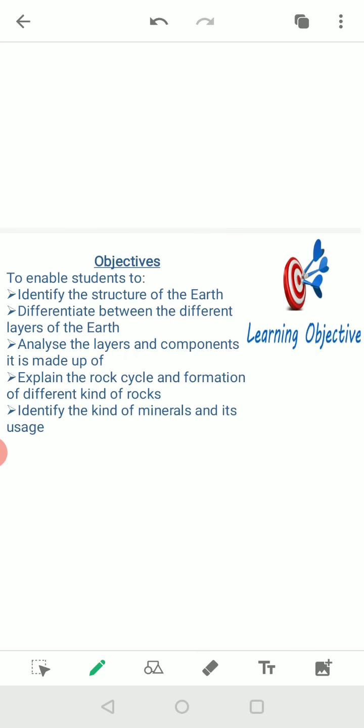Now, what are the objectives of this particular chapter? That is, to identify the structure of the earth, differentiate between the different layers of the earth, analyze the layers and components it is made up of, explain the rock cycle and formation of different kinds of rocks, and identify the kinds of minerals and their usage.